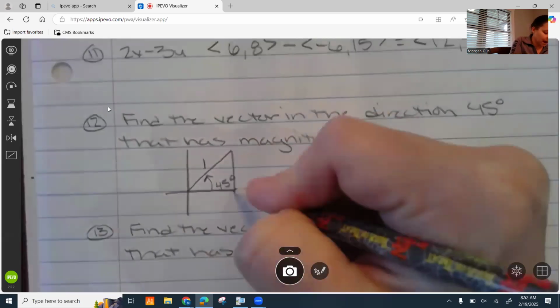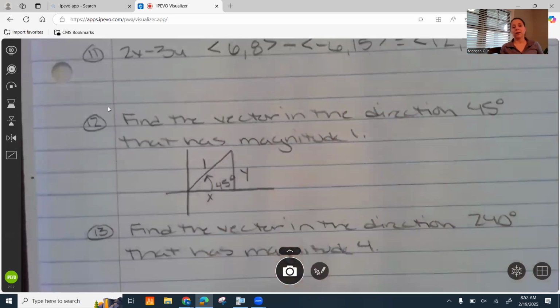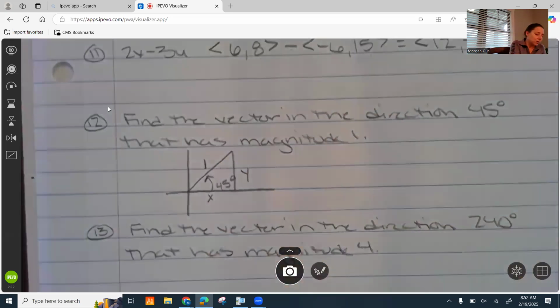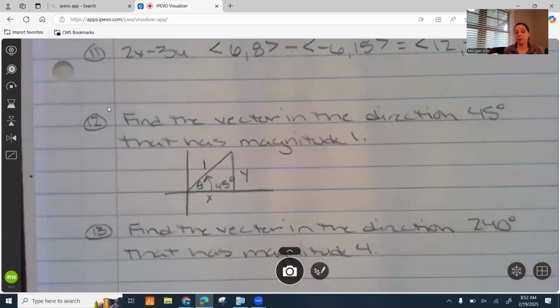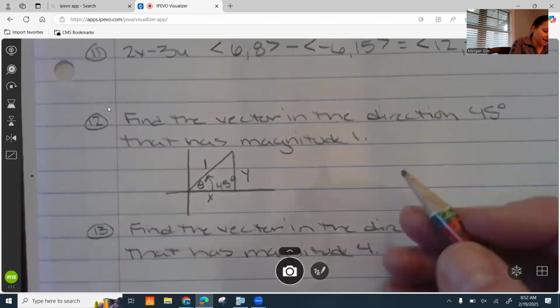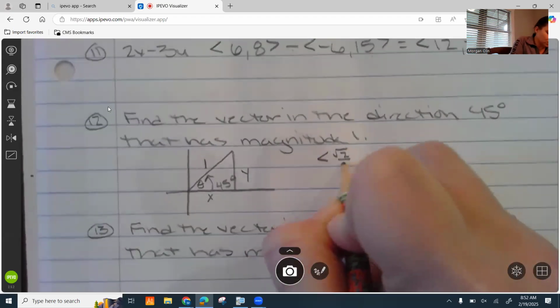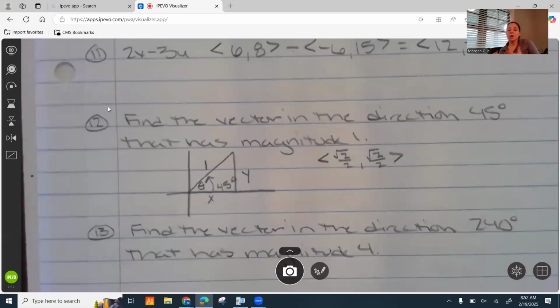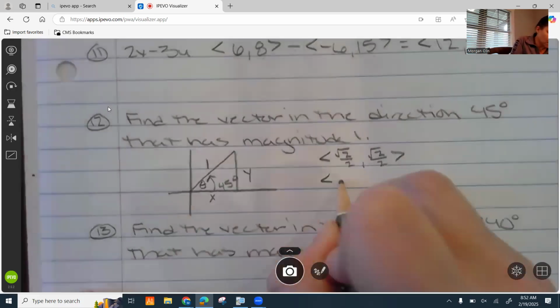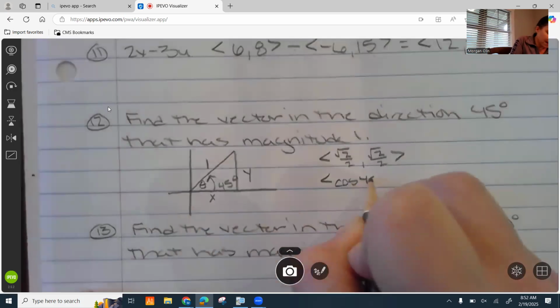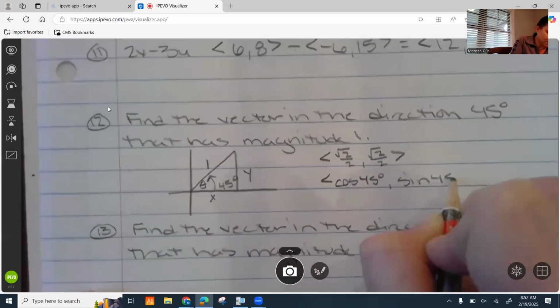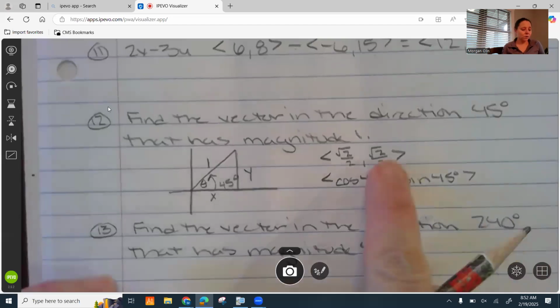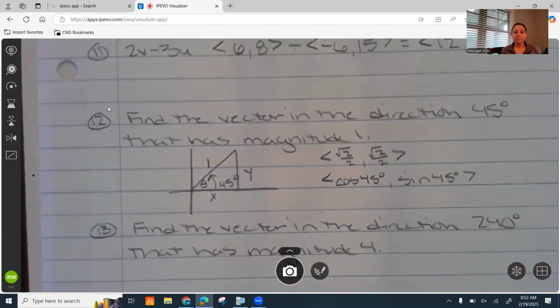So we just have to find the vector. Well, think about finding x and y here. All right, what do you remember? And this is one of those triangles that you should remember when theta equals 45. So it's a 45, 45, 90. What is x and y here? All right, square root of 2 over 2, square root of 2 over 2. Now, if you don't know that, the way that you could do this is we could say the cosine of 45 degrees and then the sine of 45 degrees. All right, and those are square root of 2 over 2, square root of 2 over 2.